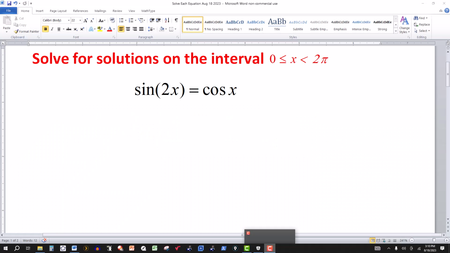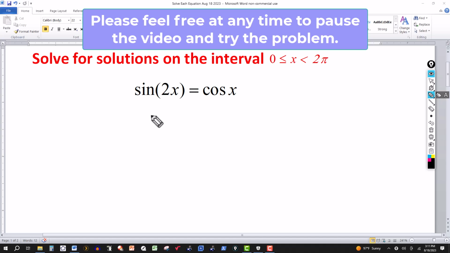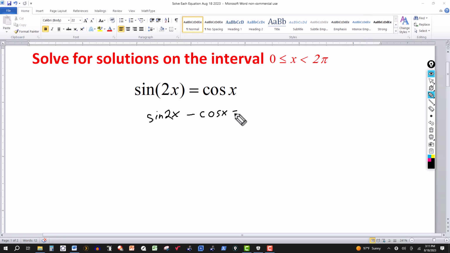In this video, we have a trigonometric equation we want to solve for solutions on the interval from 0 to 2 pi. So let's go ahead and start by writing everything on one side of the equation. So we've got sine of 2x. Bringing the cosine over makes it a minus cosine of x is equal to 0.